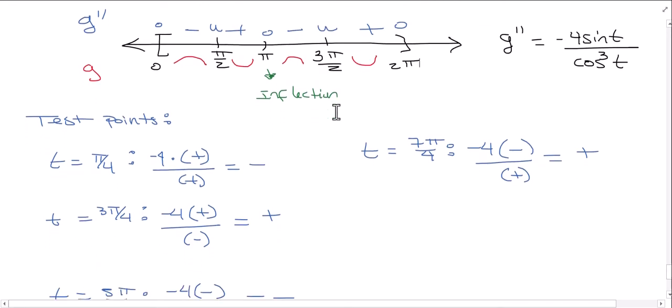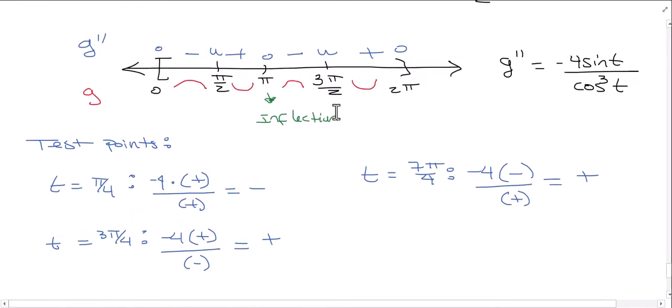All right, so now we can say the function is concave up on where? Pi over 2 to pi and 3 pi over 2 to 2 pi. And then it's concave down on 0 to pi over 2 and pi to 3 pi over 2. So you will list those intervals as the places where the function is concave up and concave down.